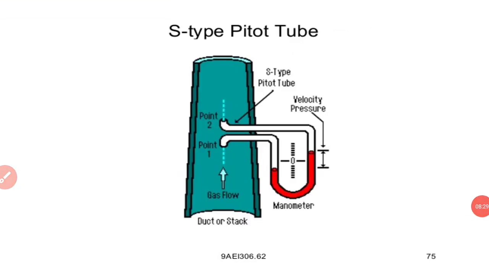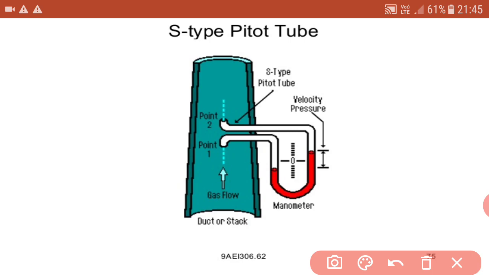This is an S-type Pitot tube. Here we can see the Pitot tube, and the duct for the stack is here, and the gas flow will be from here. Here is point 1, here is point 2. So this is the S-type Pitot tube, and the velocity pressure will be measured using a manometer.